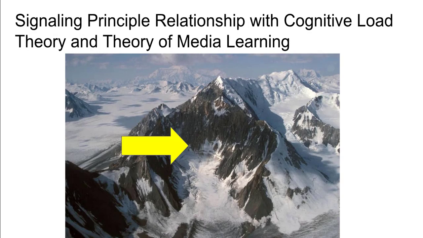The signaling principle is related to the theory of multimedia learning and the cognitive load theory, again through the idea of essential processing or intrinsic load, and extraneous processing or extrinsic load. The essential processing is managed by signaling, especially when there's a lot of interacting elements, because it shows the learner what to pay attention to at any given time. Extraneous processing is minimized, again by showing what to focus on, and avoiding the learners focusing on material that is not related to what is supposed to be learned.